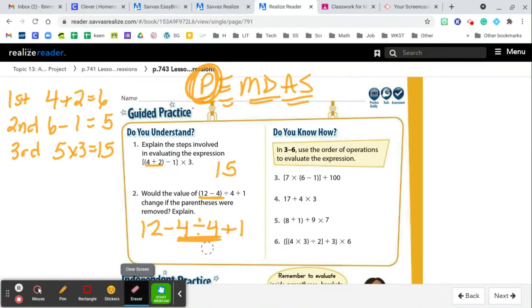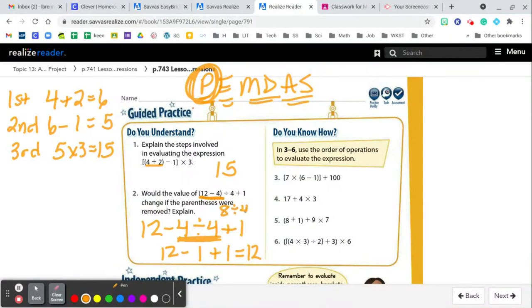Here he is. In this case, I have 4 divided by 4 is 1, 12 minus 1 is 11, plus 1 is 12. And if I solve it with my parentheses, 12 minus 4 is 8, divided by 4 is 2, plus 1 equals 3. So they will be different.